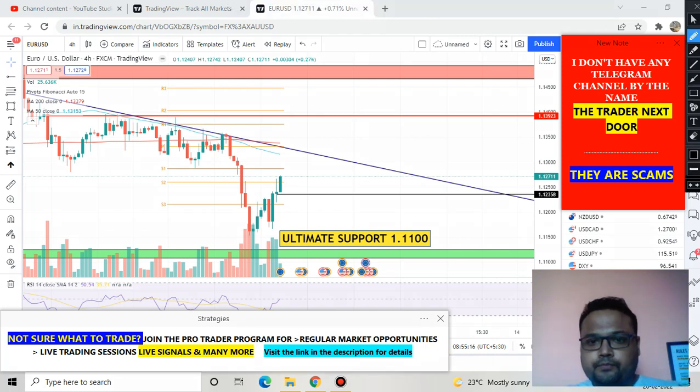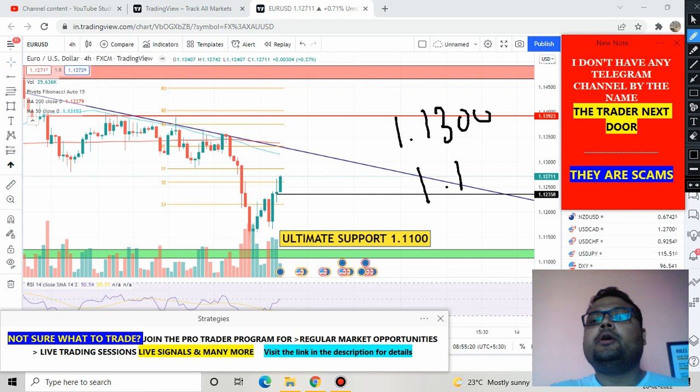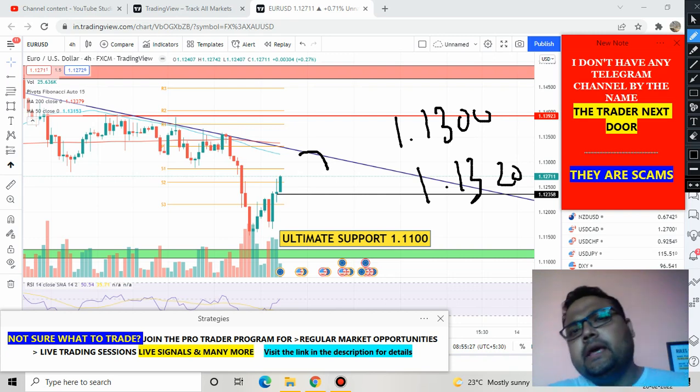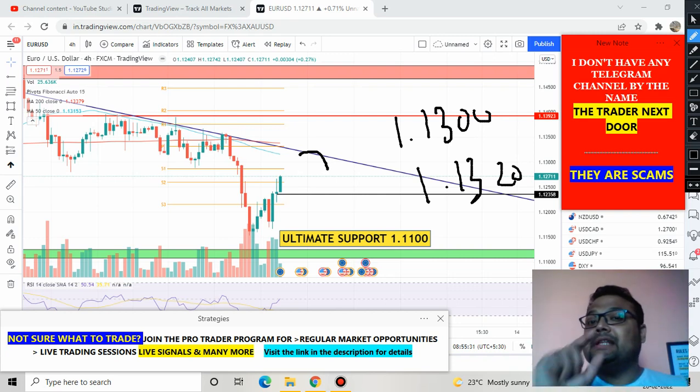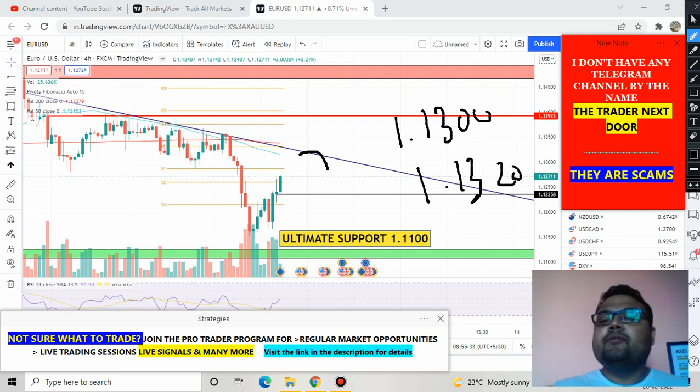So around the 1.1300 to 1.1320 level, we can expect some kind of reversal from the market. If market reverses, well and good, we can take a sell position in this level. But if the recovery is very strong, if market breaks it, don't make the mistake of taking a sell position.